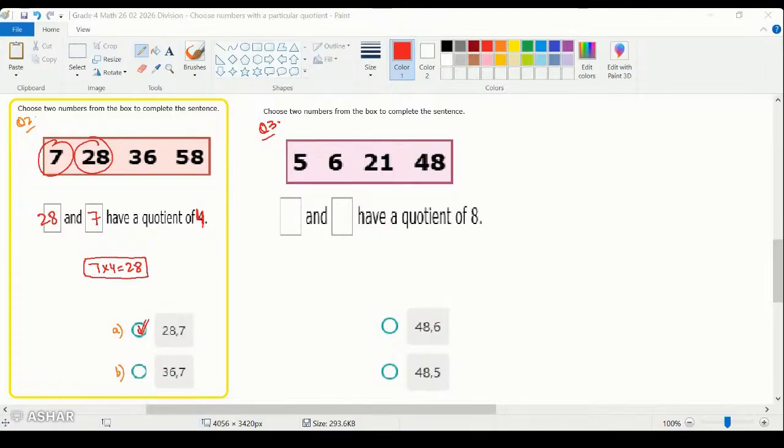Six and 8. Perfect. Why? Because you're saying 48 and 6. We know that 6 multiplied by 8 would always be equal to 48, right? Therefore, 48 when divided by 6 will have a quotient of 8. Agreed? Thank you.